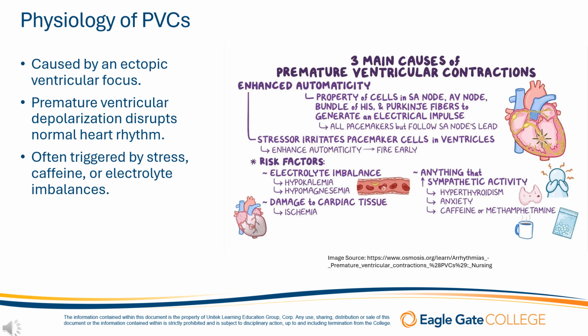High intake of caffeine-containing substances like coffee, tea, or energy drinks is a common trigger for PVCs. Imbalances in electrolytes, particularly potassium, magnesium, and calcium, can affect the electrical stability of the heart.